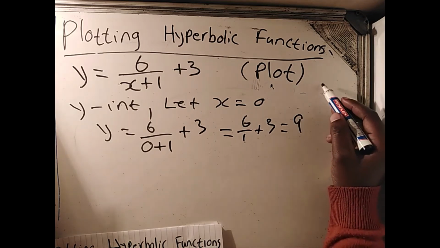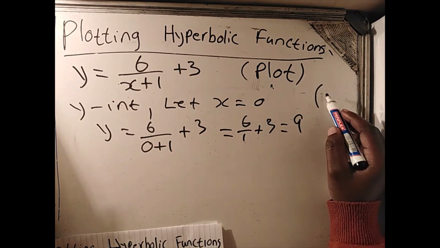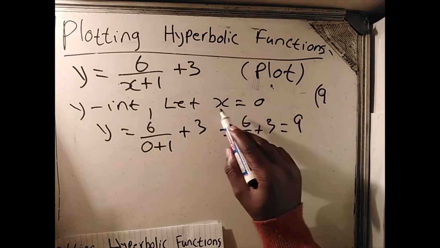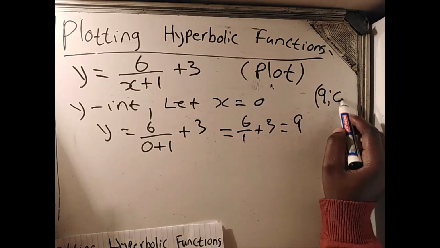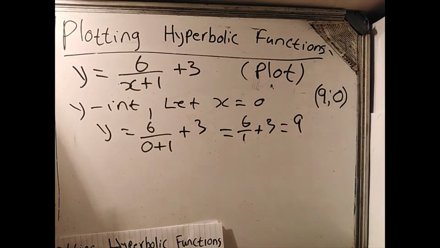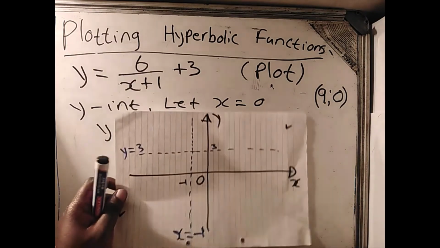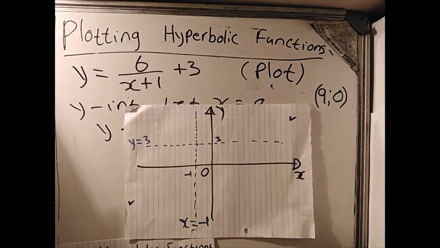So you've got a point here. Now what is this point? This point is y, which is 9, and then what about x? X is equal to 0. Right? Now that is how you found the y-intercept. Now when you have found the y-intercept, what do you do? You must go and put it somewhere.